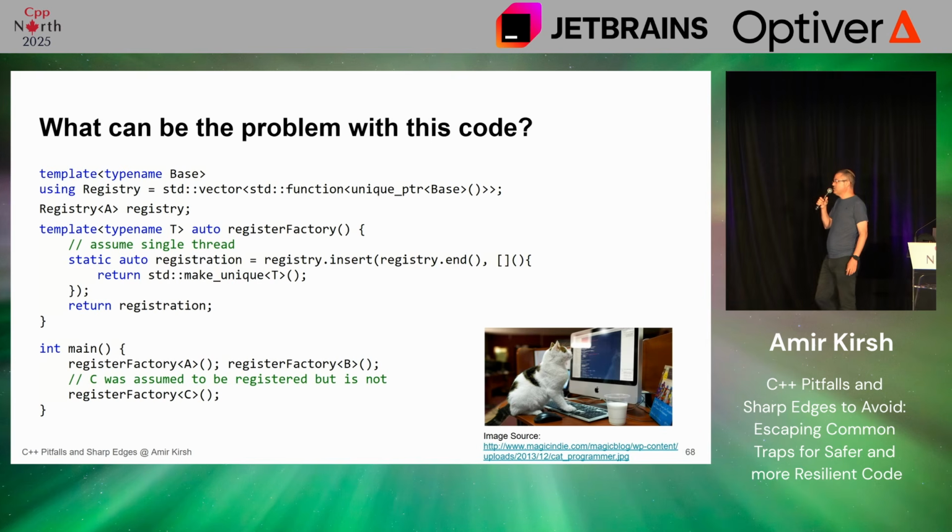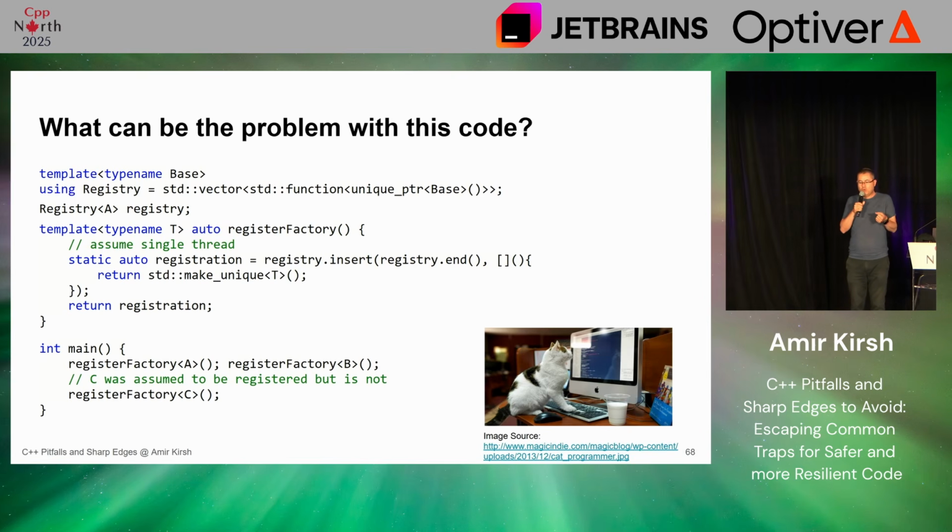Okay, let's take another one. This one is a bit complicated. I will tell you what the story is. The complicated code that I'm trying to put into one slide tried to register a factory per type. So there is a type, and the type wants to be registered, and the way the code tried to register each type only once with a factory was to create, if you see the assume single thread comment right below, a static variable inside the function which would be initialized only once per type.